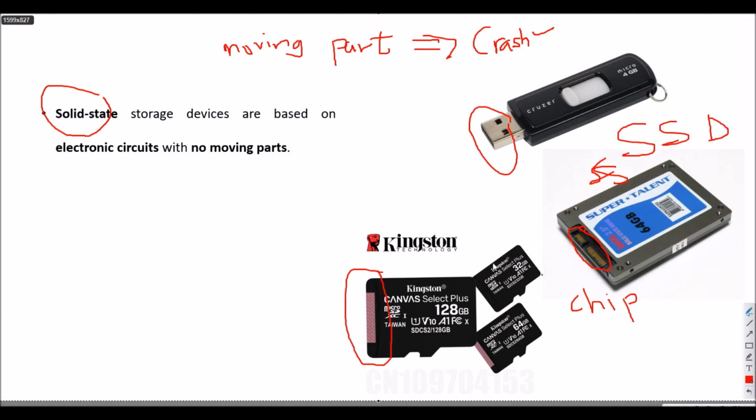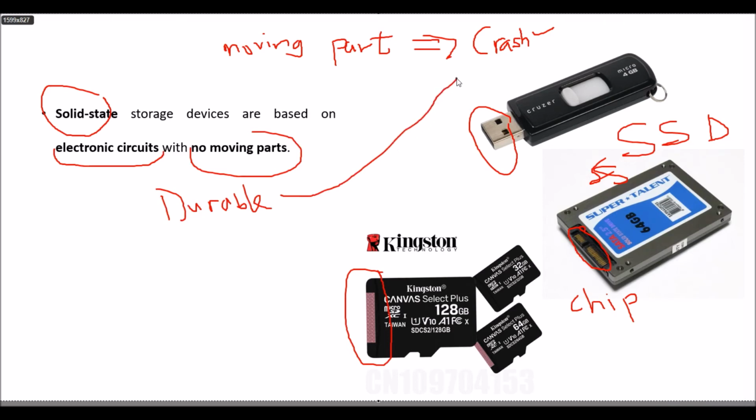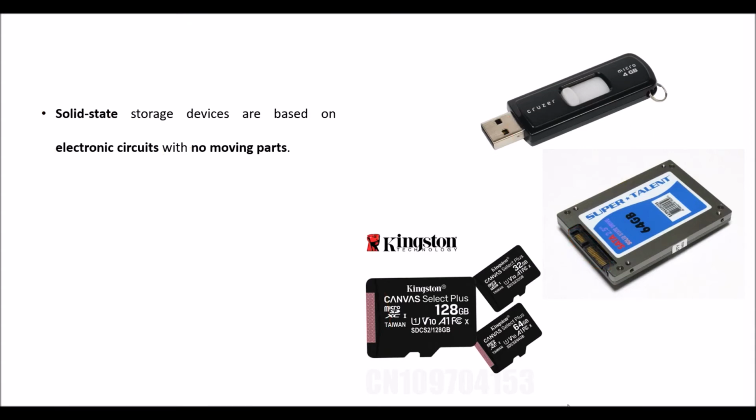For solid state, all the data are actually stored in electronic circuits. Because of that, there is no moving part, and because of that, they are durable. So you can use them for a long time. They have less chance of crashing. That's why if you have a Mac computer or even some Windows computers, people are moving to SSD now. Your data access is very fast, it doesn't make so much noise, and the chance of crash is very low. Do you get the points now? So take note of the difference between them.